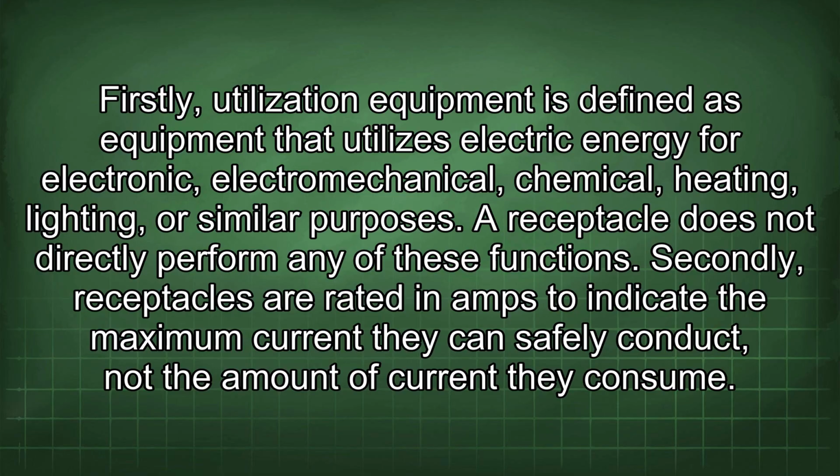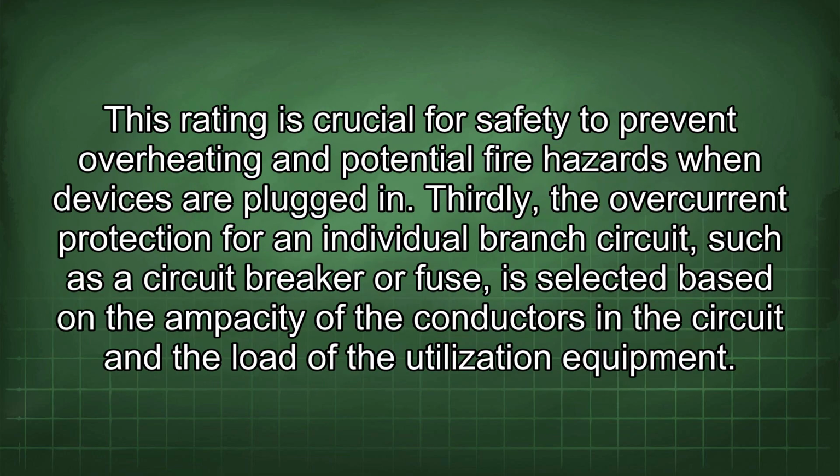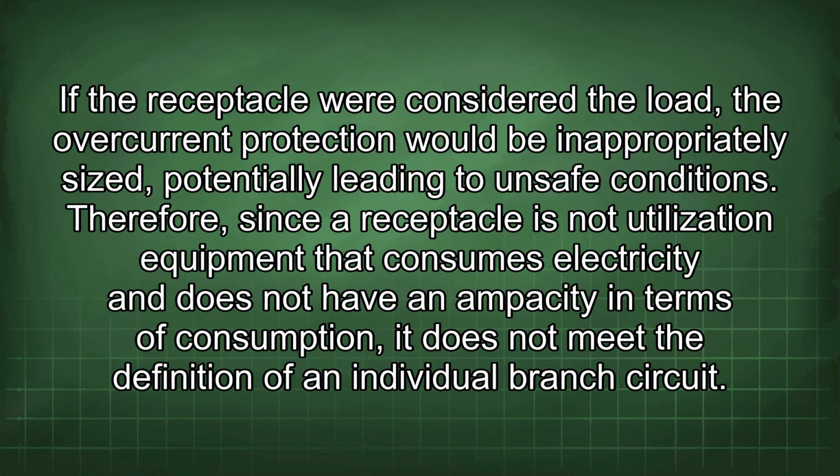Secondly, receptacles are rated in amps to indicate the maximum current they can safely conduct, not the amount of current they consume. This rating is crucial for safety to prevent overheating and potential fire hazards when devices are plugged in. Thirdly, the overcurrent protection for an individual branch circuit, such as a circuit breaker or fuse, is selected based on the ampacity of the conductors in the circuit and the load of the utilization equipment. If the receptacle were considered the load, the overcurrent protection would be inappropriately sized, potentially leading to unsafe conditions.